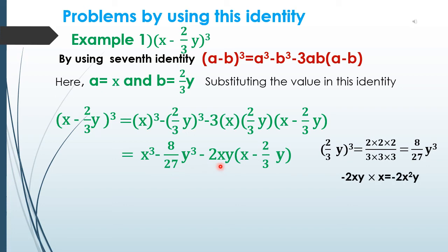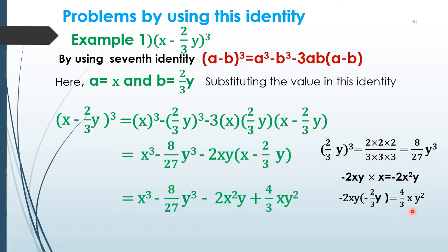Here minus 2xy into x is minus 2x square y. Minus into minus becomes plus. Here minus 2xy into minus 2 by 3y is plus 4 by 3xy square. This is the answer.